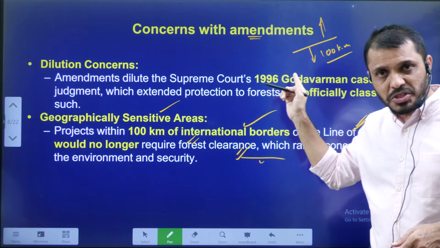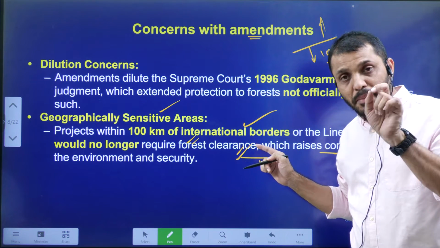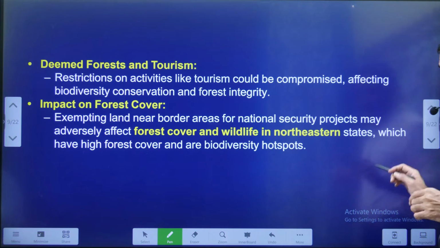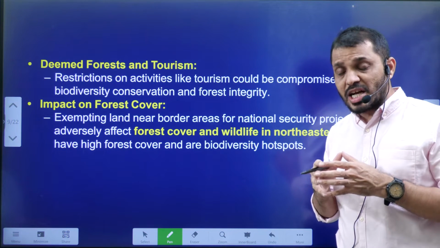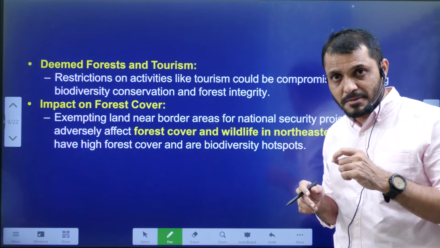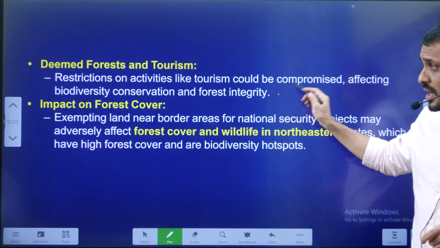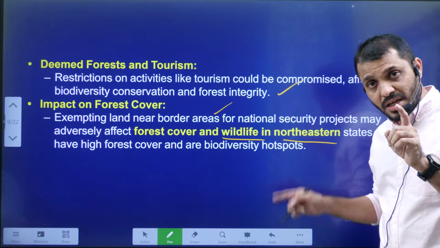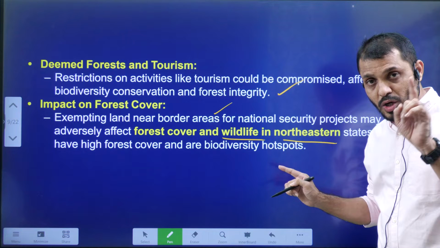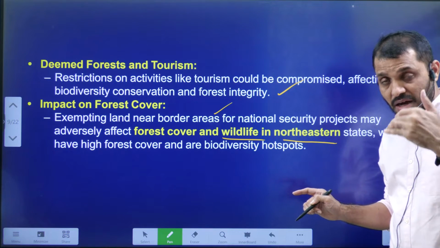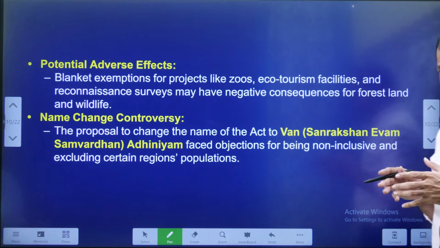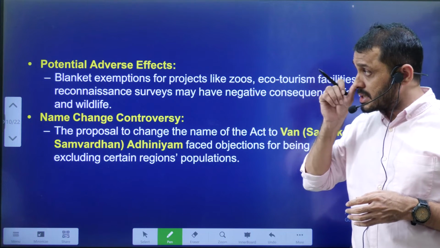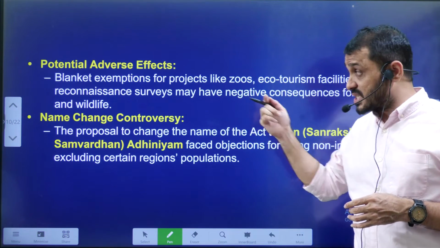And when you have this kind of provision, the majority of the northeast biodiversity will be affected. That is also one of the concerns raised by environmentalists and people in the northeast. And this amendment is also allowing various tourism activities in forest areas. And one more thing, students, like I said earlier, this amendment is going to affect the northeastern states because of that rule of 100 kilometers from the international border, where if you are clearing the forest, no forest clearance is required.